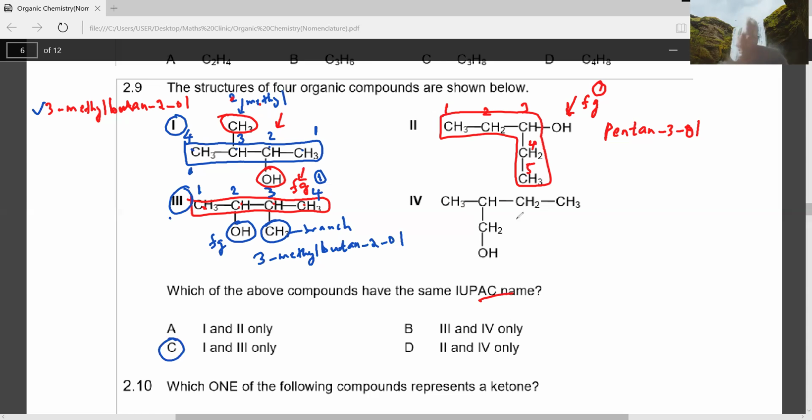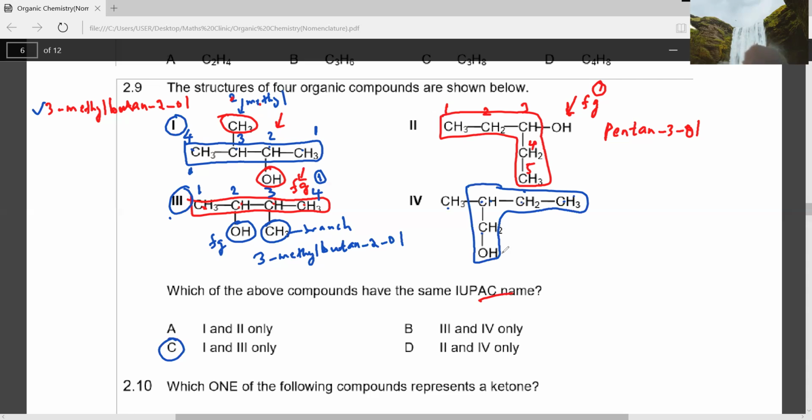Choose the longest chain. What are we going to have? Remember, it must include the functional group. So you want 1, 2, 3, 4. 1, 2, 3, 4. So it means you have to include this. It must include the functional group. The functional group should be part of the chain.